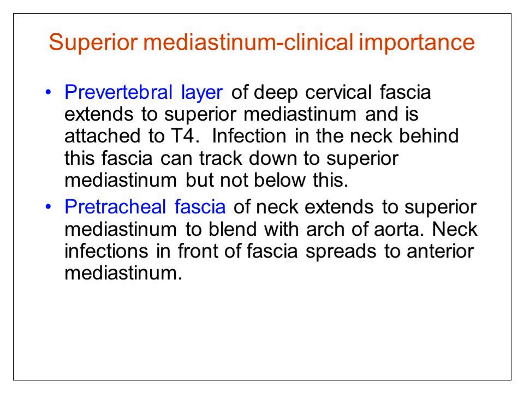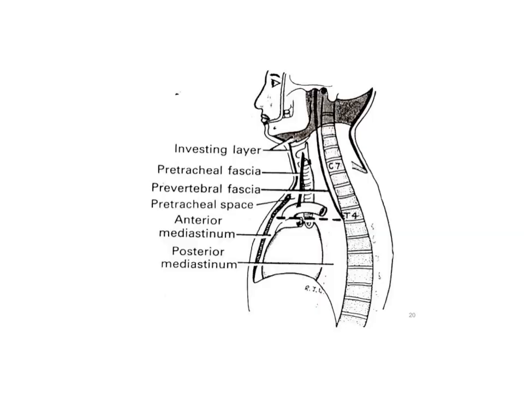Then, pretracheal fascia, or the layer of deep cervical fascia, extends into the superior mediastinum from the neck and it is blending with arch of aorta. So if there is any infection in front of this pretracheal fascia, this can reach up to the anterior mediastinum. This is shown in this figure. Here we can see two black bold lines which are depicting anteriorly the attachment of pretracheal fascia. We can see how it is blending with arch of aorta.